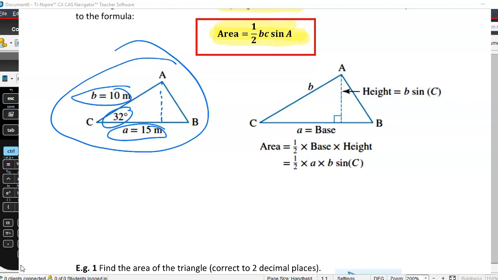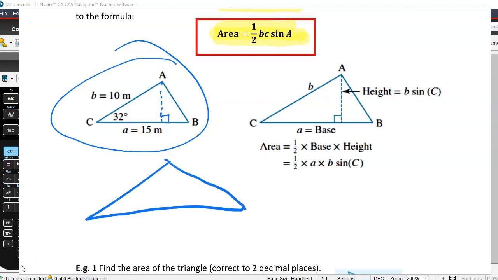Okay, we need to know the right angled length, this height. So looking at this original triangle, it's not drawn very well, but I'm sure you can excuse me. 10, 32 degrees. Looking at that, and we want to figure out that unknown there, I might actually just label that X.